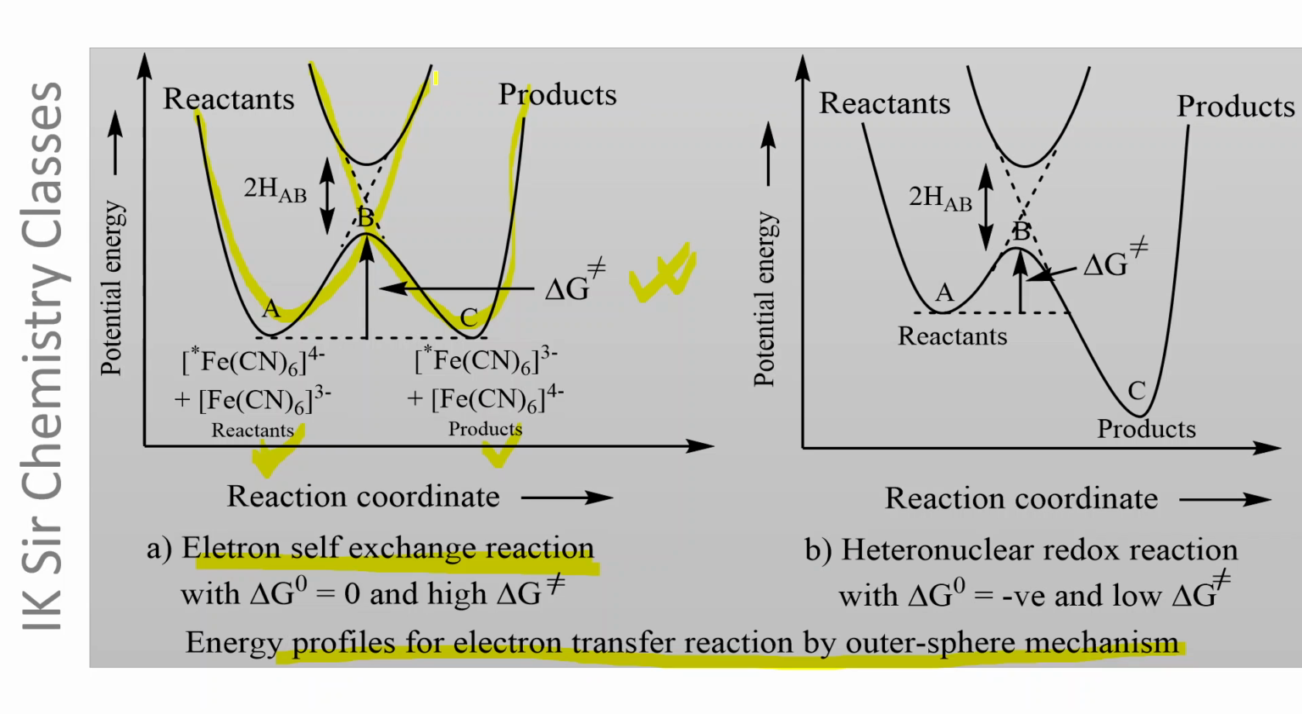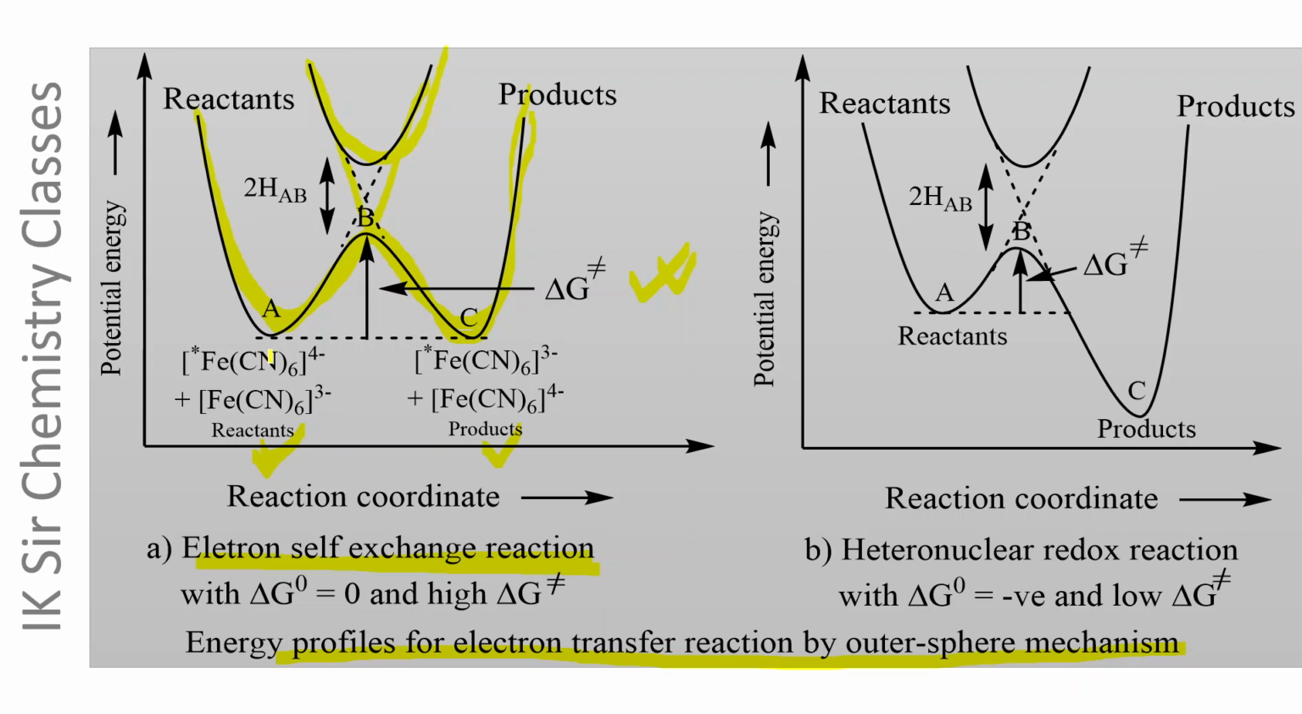These two potential energy curves don't cross each other due to mixing up of wave functions of reactants and products. As a result, the potential energy curve of the reactants bends from point B downwards, and we get two separate energy curves, this one, and not two parabolas crossing each other. The separation between these two solid curves is called 2HAB, which is the measure of the degree of mixing up of wave functions of reactants and products.